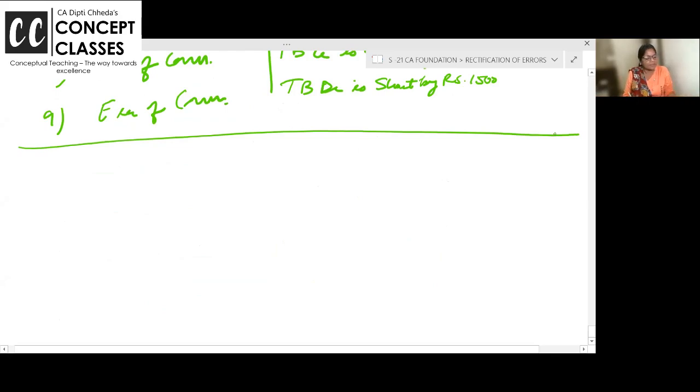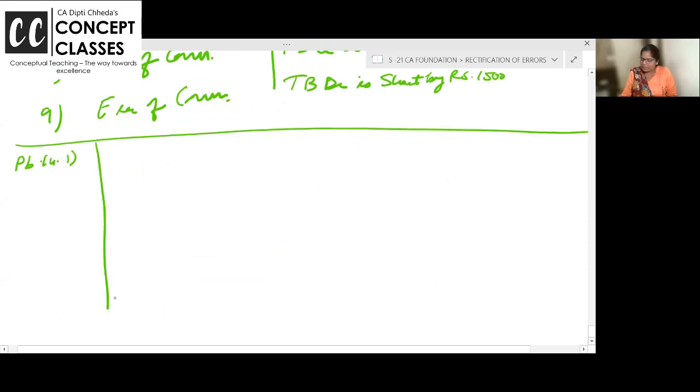Let's start. Problem number 14. We just have to record the journal entries one by one. Date, particulars, debit, credit. Goods of the value 100 returned by Sharma were entered in the sales book and posted to the credit of the account.